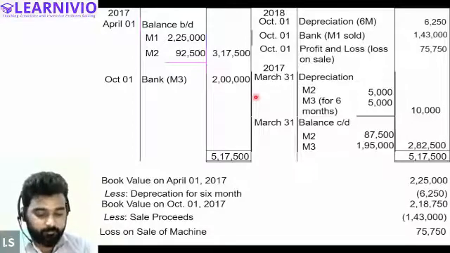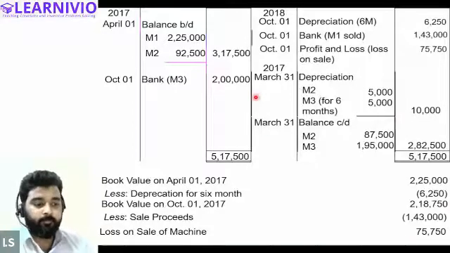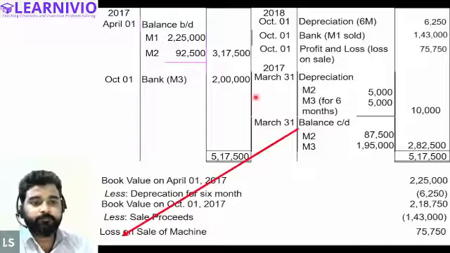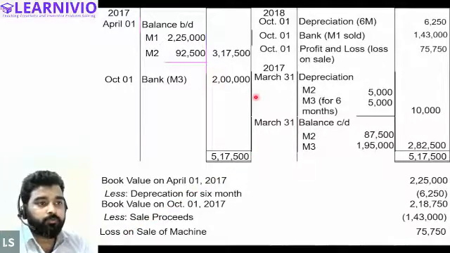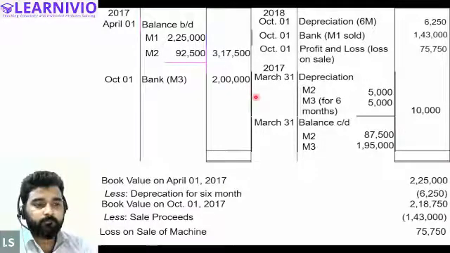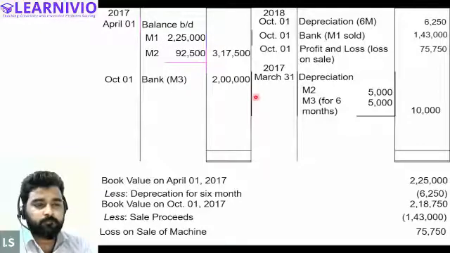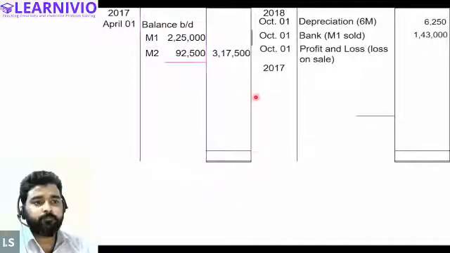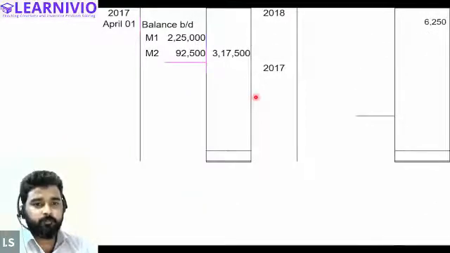No, sir, it's not clear. I have a doubt. Sir, I didn't get it. I just wanted to clear it up. So I'm doing it from the starting. First we will take the book value of 2,25,000. And then we'll find the depreciation only for 6 months.